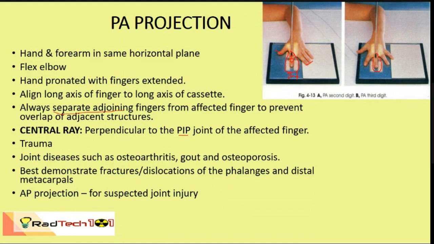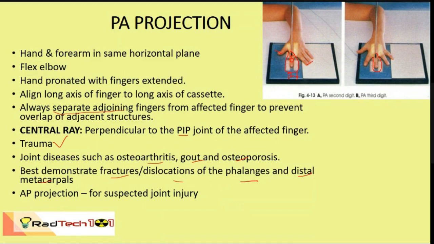Okay? So, dapat kompleto. So, the PA projection of second, third, fourth, or fifth digit is usually performed to evaluate trauma, also to evaluate joint diseases like osteoarthritis, gout, and osteoporosis. This also best demonstrates fractures or dislocations of the phalanges and distal metacarpals.